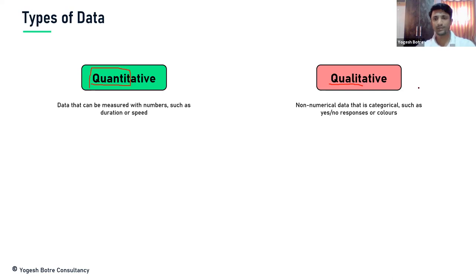Okay. Qualitative and quantitative, two broad categories. So think about any data, you'll be able to put it in one of these categories. So when I say I have a blue color car, is it qualitative or quantitative?